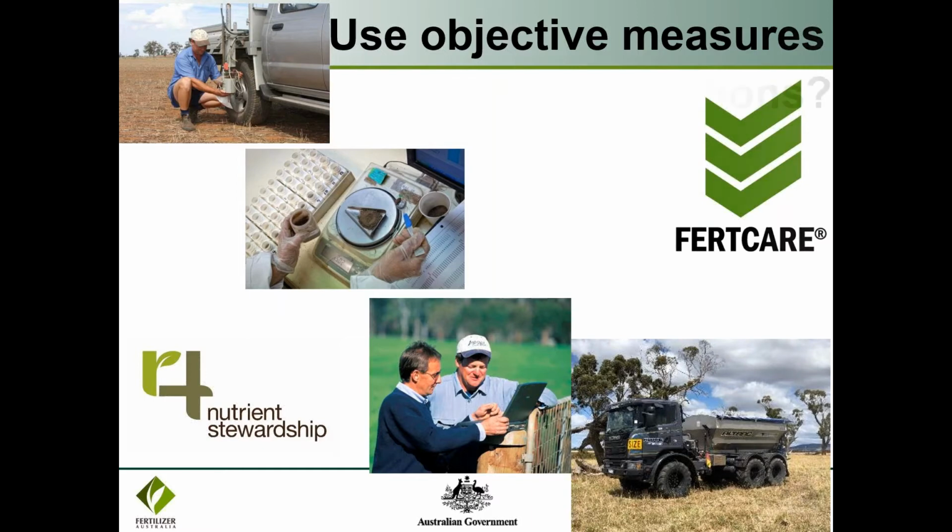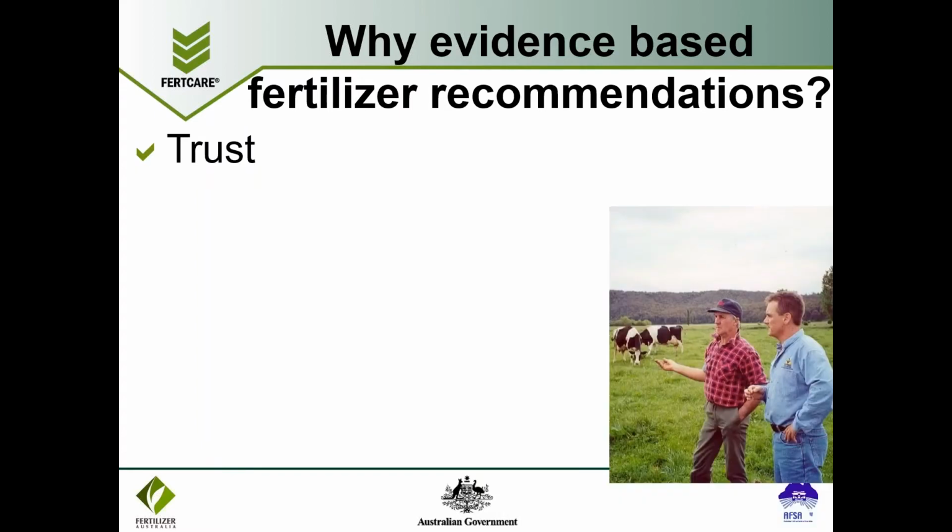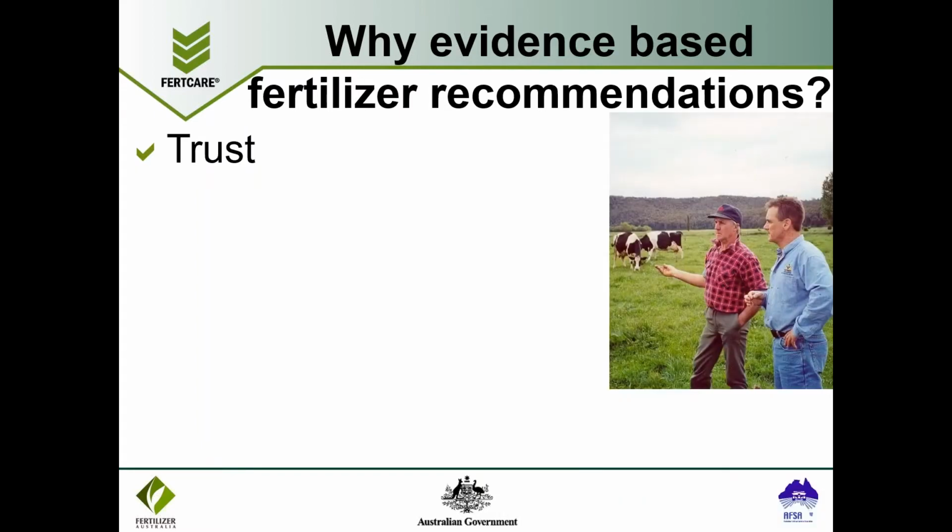So why would we bother with evidence-based fertiliser recommendations? As a professional providing soil and plant nutrition advice, wouldn't historical practice be okay, or rules of thumb? I want to suggest that there are two main reasons why evidence-based fertiliser recommendations are really important. The first one is trust. Trust between your farmer customer and yourself is built through the ethical provision of advice, which is demonstrated by basing the soil and plant nutrition advice on objective measures such as soil and plant tissue testing.